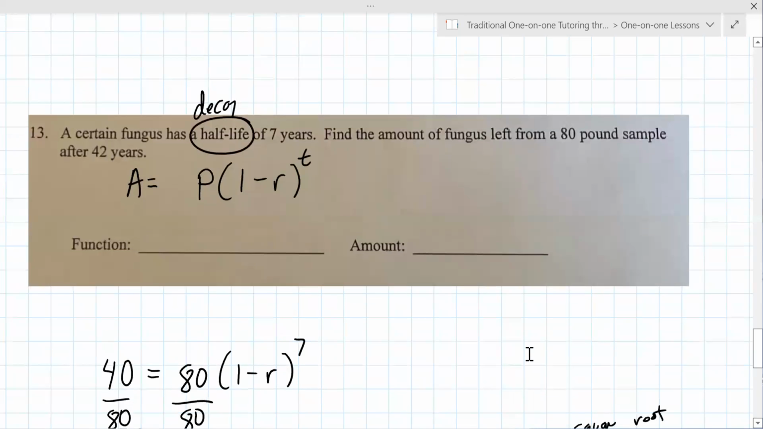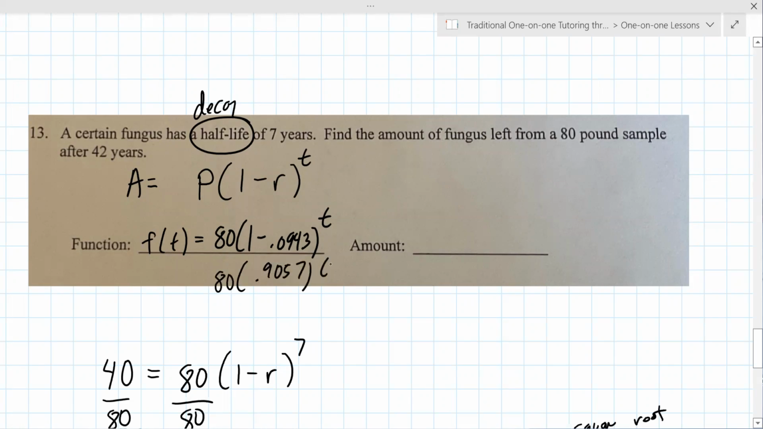All of that work to figure out that this function is 80 times 1 minus 0.0943 to the power of t. Okay, so you can subtract and you get 0.9057 to the power of t.